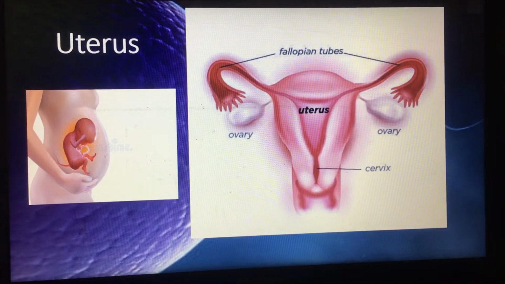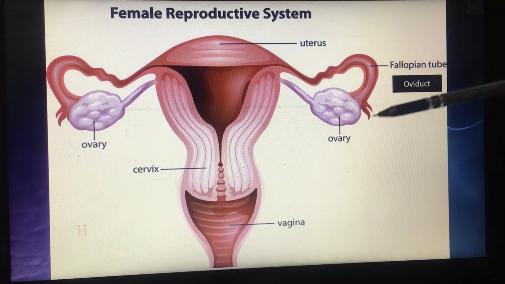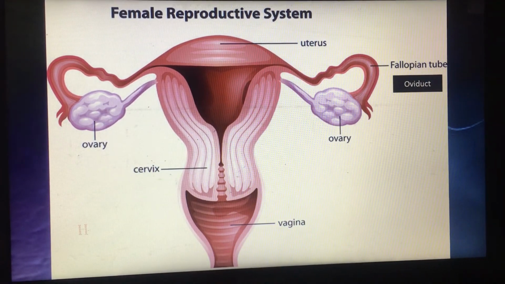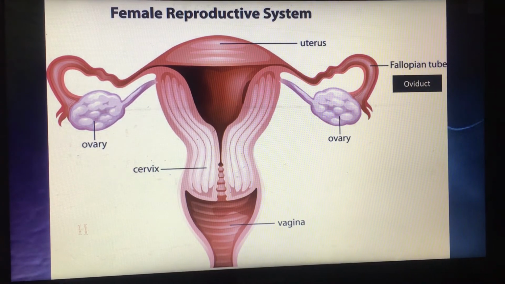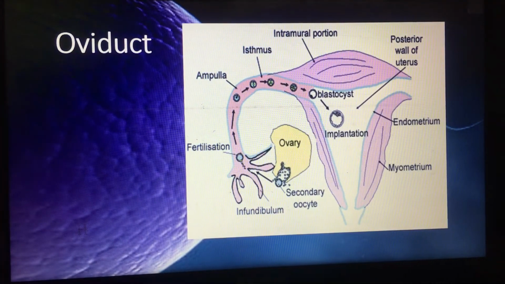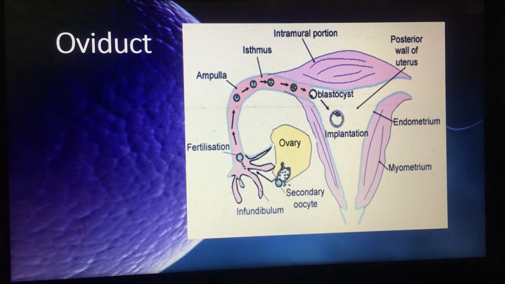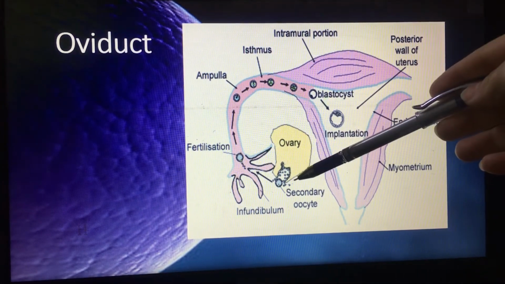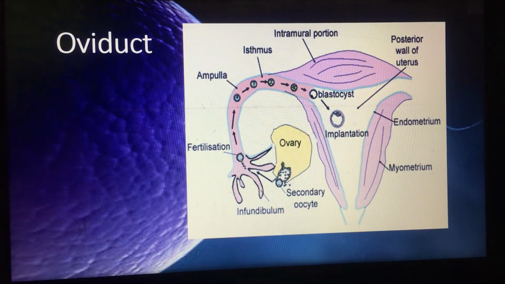Okay, now the third part is the oviduct. As we said, the tube which connects the ovary and the uterus is called the oviduct. So what is the function of the oviduct? Actually, the oviduct carries the eggs from the ovary to the uterus. So the main function of the oviduct is that it carries the eggs from the ovary to the uterus.